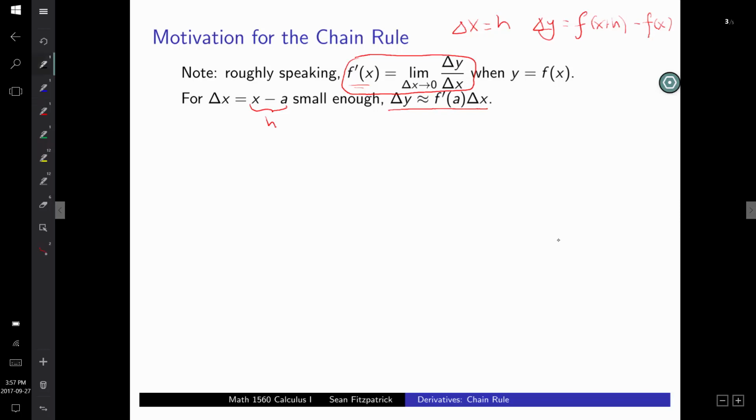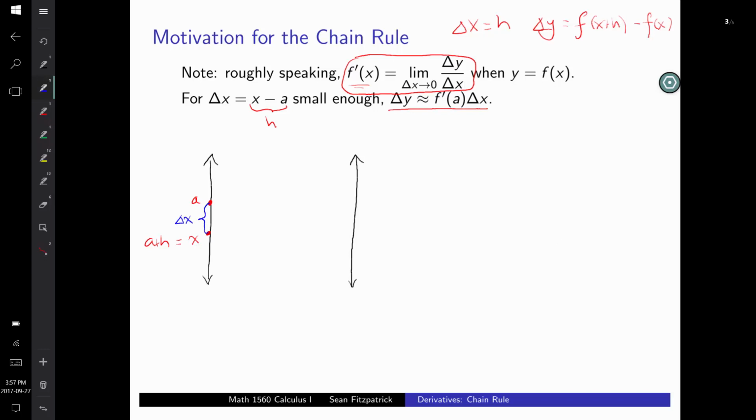So the way you can think of this in terms of these maps going from one copy to the other is, let's say we're here, and I've got my point a, and I've got my x over here. So here's my x, and x is the same thing as a plus h. And so there's this gap between a and x, and that's our delta x.